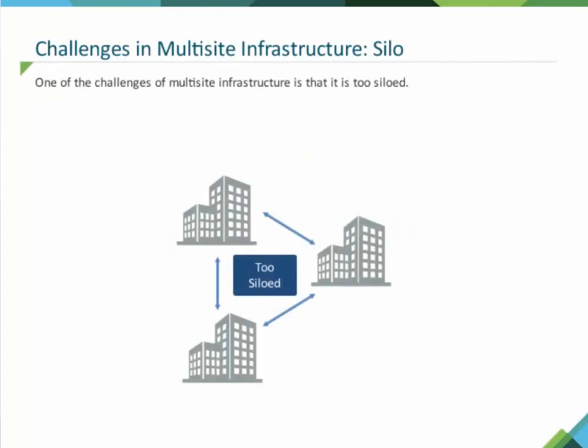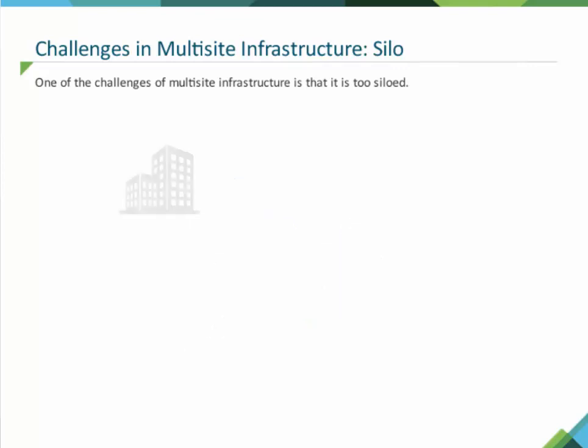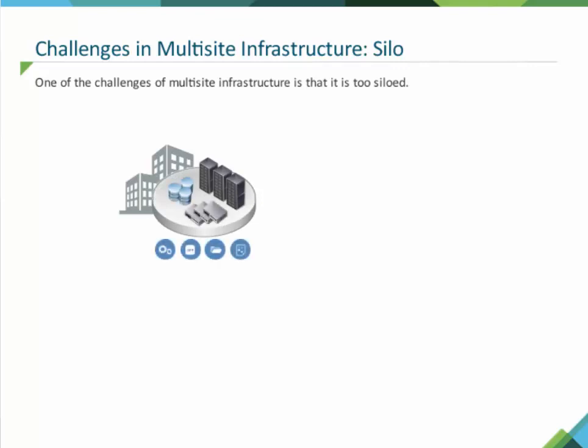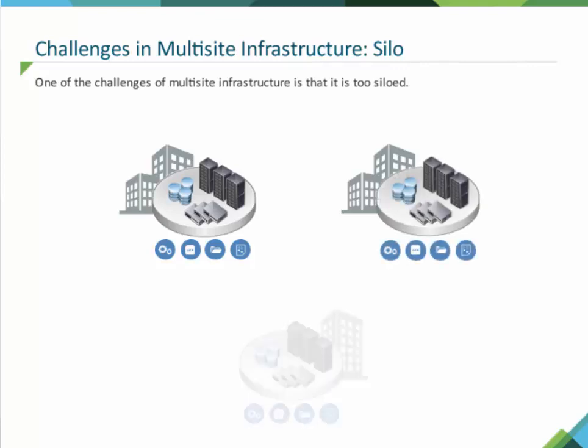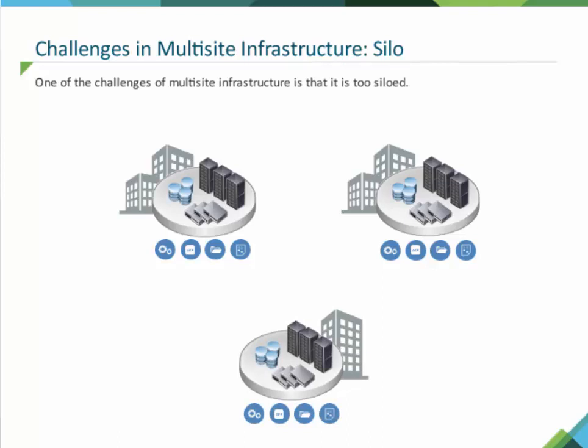One of the challenges of multi-site infrastructure is that it is too siloed. So you have a physical location with its compute, storage, and networking, along with your applications. Now you have a second site with its compute, storage, networking, and applications, and a third site with its resources as well. This is how many of the metro and geo deployments look today.